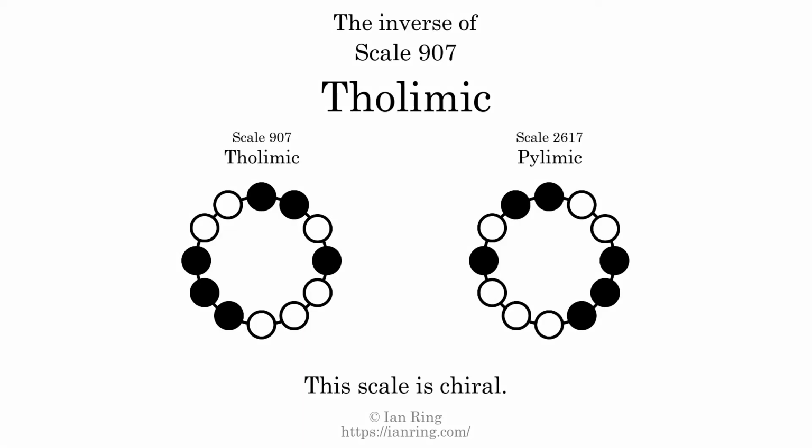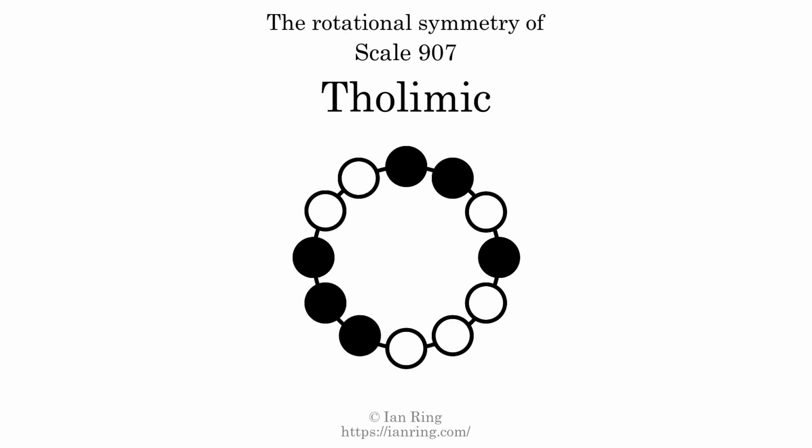The inverse of a scale is a mirror image. It is what you get when the sequence of intervals is reversed. The inverse of this scale is scale 2617, also known as Tholimic. This scale is chiral. It cannot transform into its inverse by rotational transformation. This scale has no rotational symmetry.